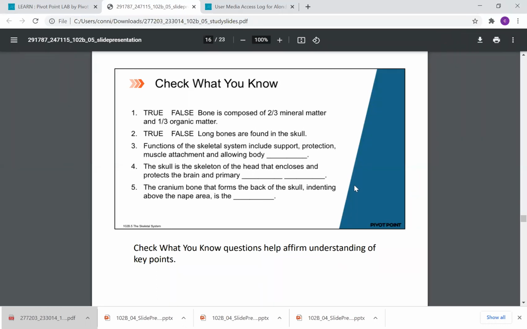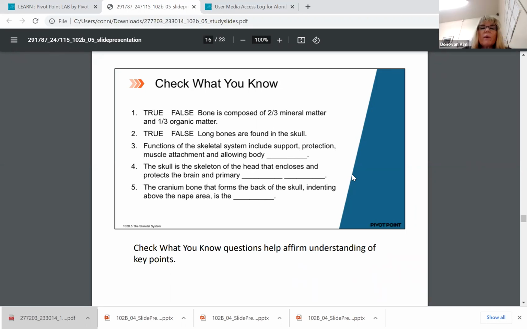Okay, so 4. The skull is the skeleton of the head that encloses and protects the brain and the primary... What the heck? I don't get it. I don't either. Let's go to the next one.